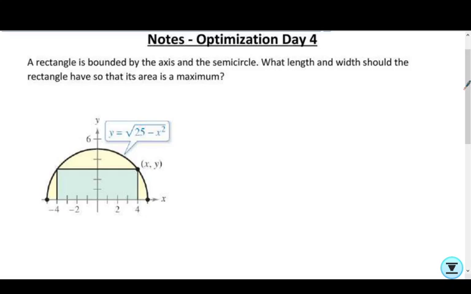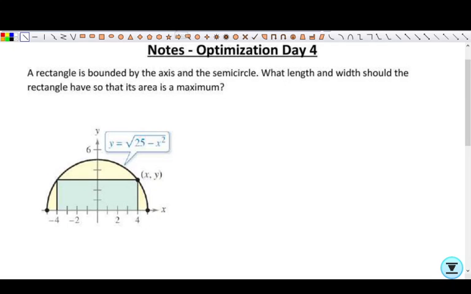So in this case, we have a rectangle. It's bounded by the axis and the semicircle. What length and width should the rectangle have so the area is a maximum? The issue is that there could be numerous different rectangles that we could draw that fit this description. It could look like that, or like this right here, or like that right there. So there are many different rectangles we could draw. We want to know which one maximizes the area but is still enclosed inside this semicircle.